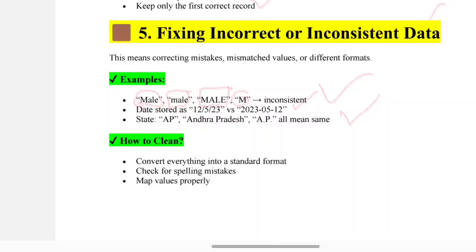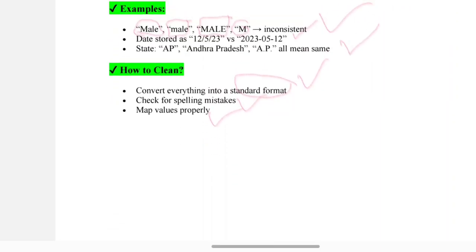So how to fix it? Convert everything into a single standard format. Correct spelling mistakes, if any are there. Map values properly. This is how we need to fix the data. I think this is about data cleaning and the types of data cleaning.